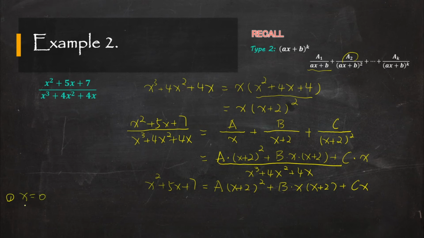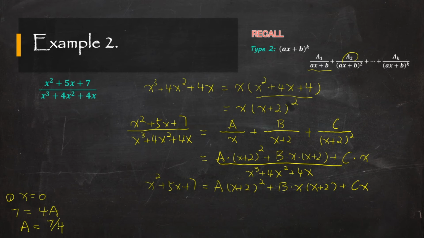So let's see, if we plug in x equals 0, on the left, it's going to be just 7. And on the right hand side, the first one is going to be 4a plus b times 0 and c times 0. So just 4a. So a is going to be 7 over 4.